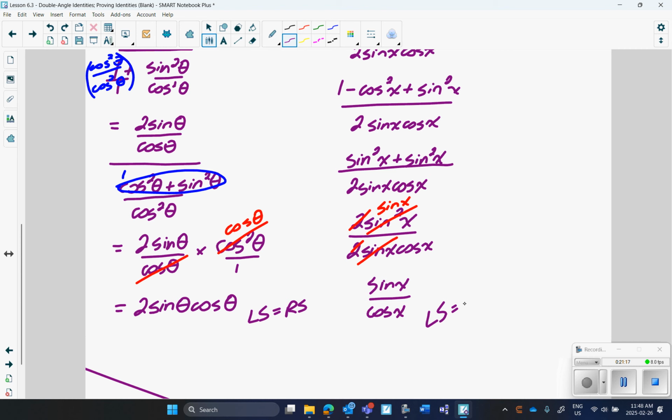Not the only way to do it. If you decided to use a different one, as long as you did everything correct after that, you're going to get the same thing.